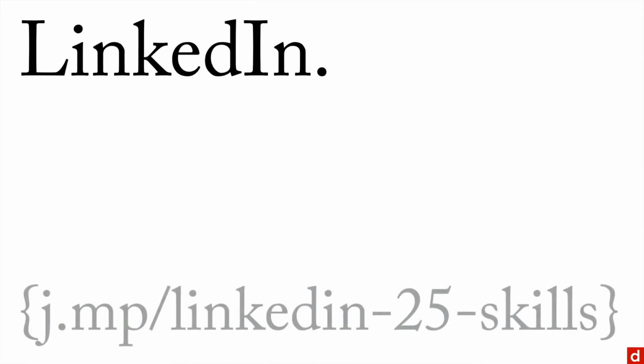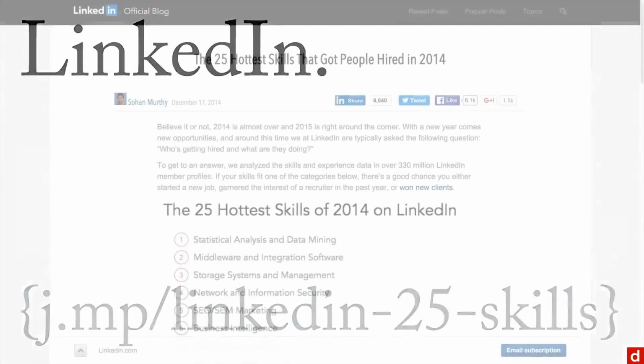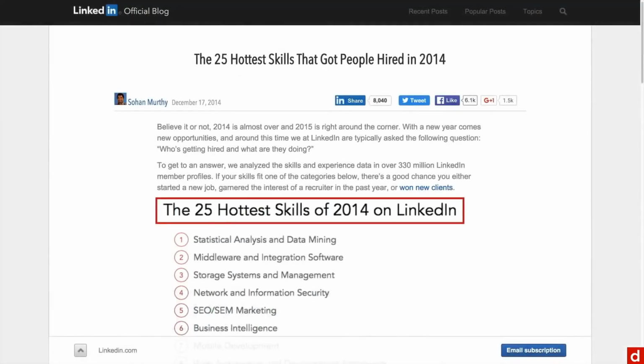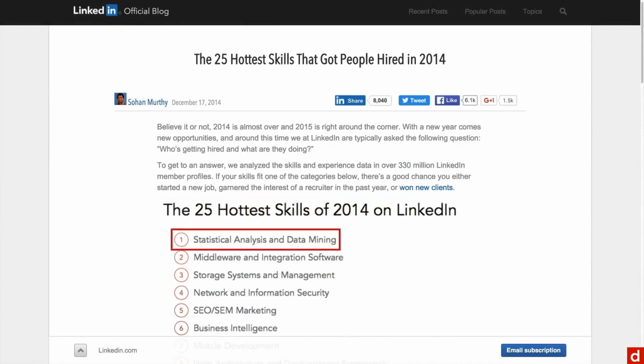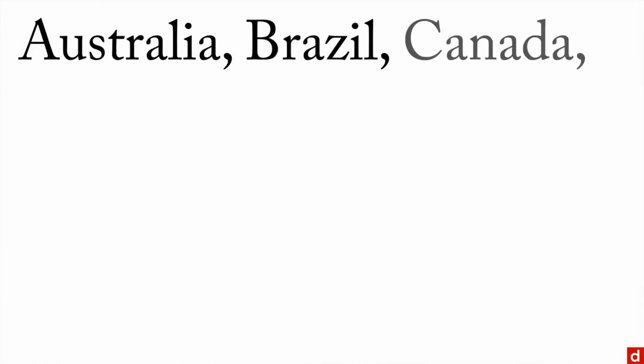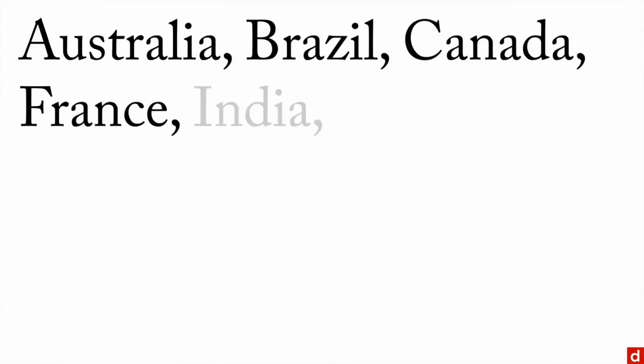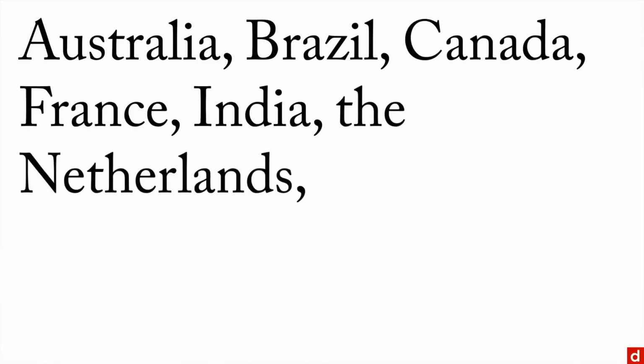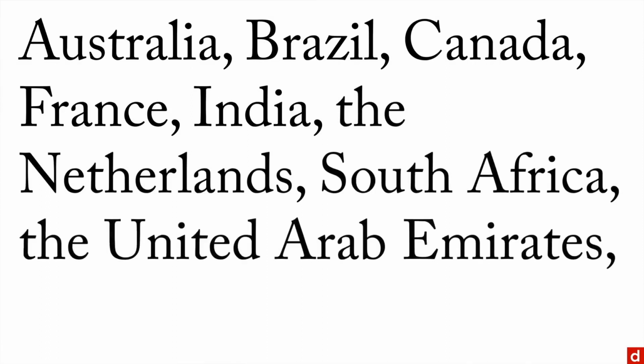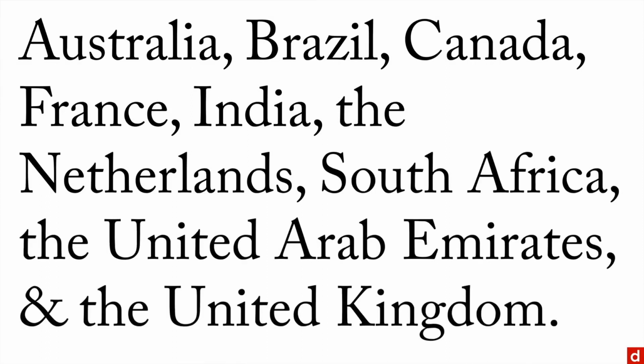Here's a shortcut URL for it. And that'll bring you to this webpage, the 25 hottest job skills that got people hired in 2014. And take a look at number 1 here, statistical analysis and data mining, very closely related to data science. And just to be clear, this was number 1 in Australia, in Brazil, in Canada, in France, in India, in the Netherlands, in South Africa, in the United Arab Emirates, in the United Kingdom, everywhere.